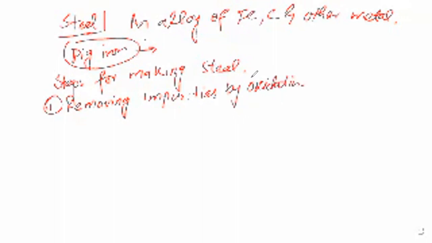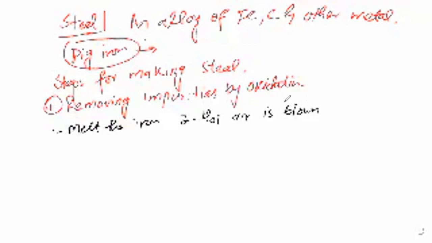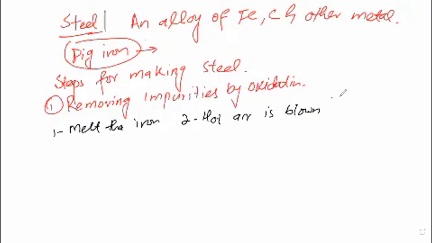How is it possible? First, we melt the iron. Second, hot air is blown. What does the hot air do? It converts the impurities into their oxides, and they are removed, escaping as gas.